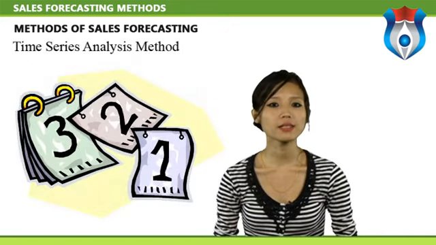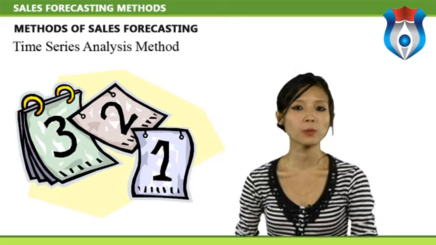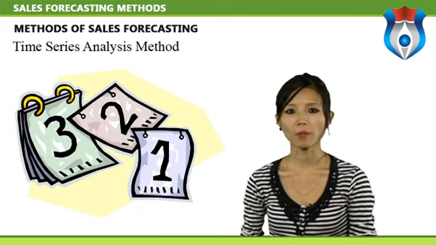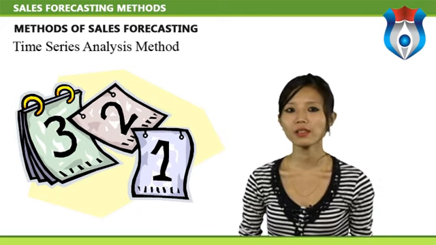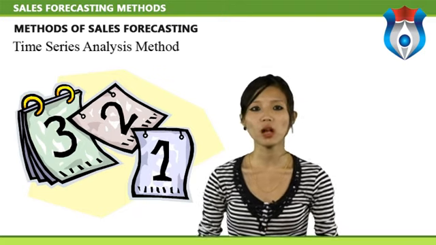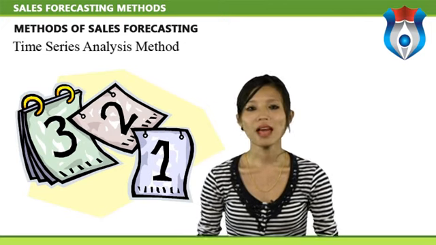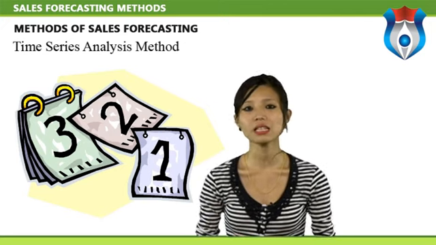Time series analysis method. The time series analysis method predicts future sales by analyzing the historical relationship between sales and time. Although the actual number of years included in a time series analysis will vary from company to company, as a general rule, managers should include as many years as possible to ensure that important sales trends do not go undetected.